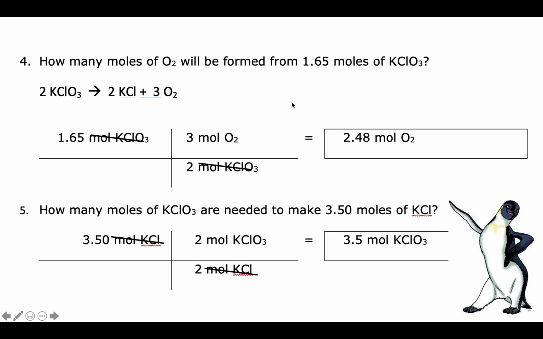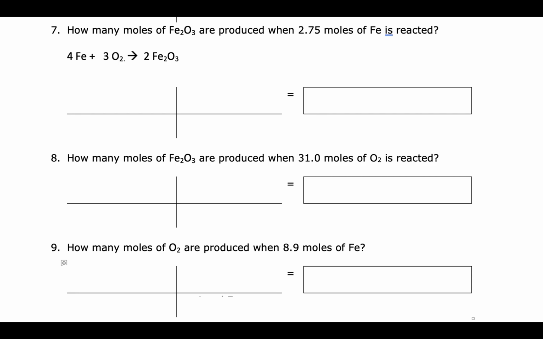Hopefully you'll look at these. If you're not clear, just slow them down, think about it, see what we're doing here. It's very logical. It's a great problem-solving technique, dimensional analysis. Okay, we have one more page here. How many moles of, that's the rust thing, that's the ferric oxide, are produced when 2.75 moles of iron is reacted?